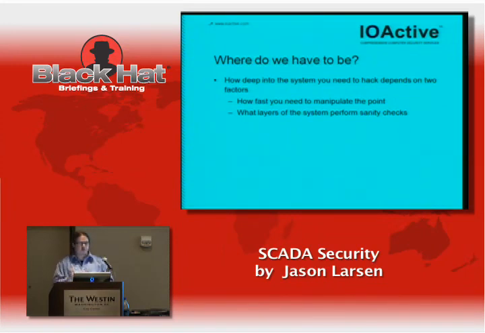In the network. How deep into the network you have to hack depends on two factors: how fast you need to manipulate a point, and what layers of the system perform sanity checks. Most of the time the engineer can't manipulate a process to failure. If he sits down at the operator's console and goes chunk, chunk, chunk, there's enough logic built in between the operator's console and the actual functioning of the system to stop him from shooting himself in the foot. So anything you need to do has to be beyond whatever sanity checks are going to stop you.